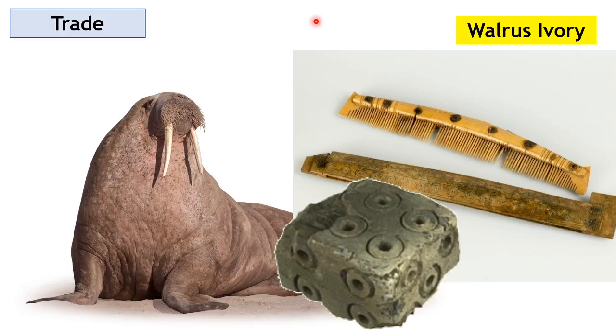And they hunted walruses, which must have been quite a tricky business because not only are walruses massive, they're also quite violent and they've got those amazing tusks and they can also swim in the sea. So hunting them must have been a tricky business. But when the Vikings did hunt them, they cut off their tusks and they carved the ivory that was contained in their tusks into things like this comb and this dice.